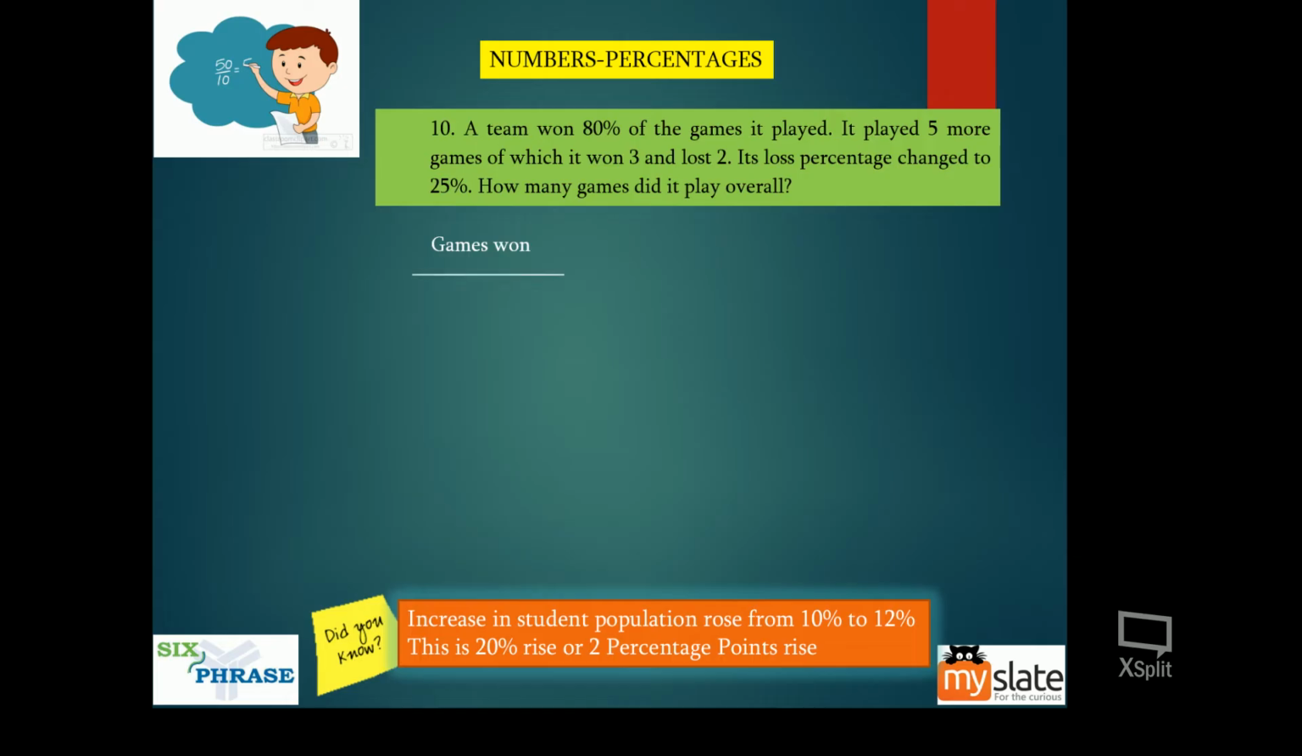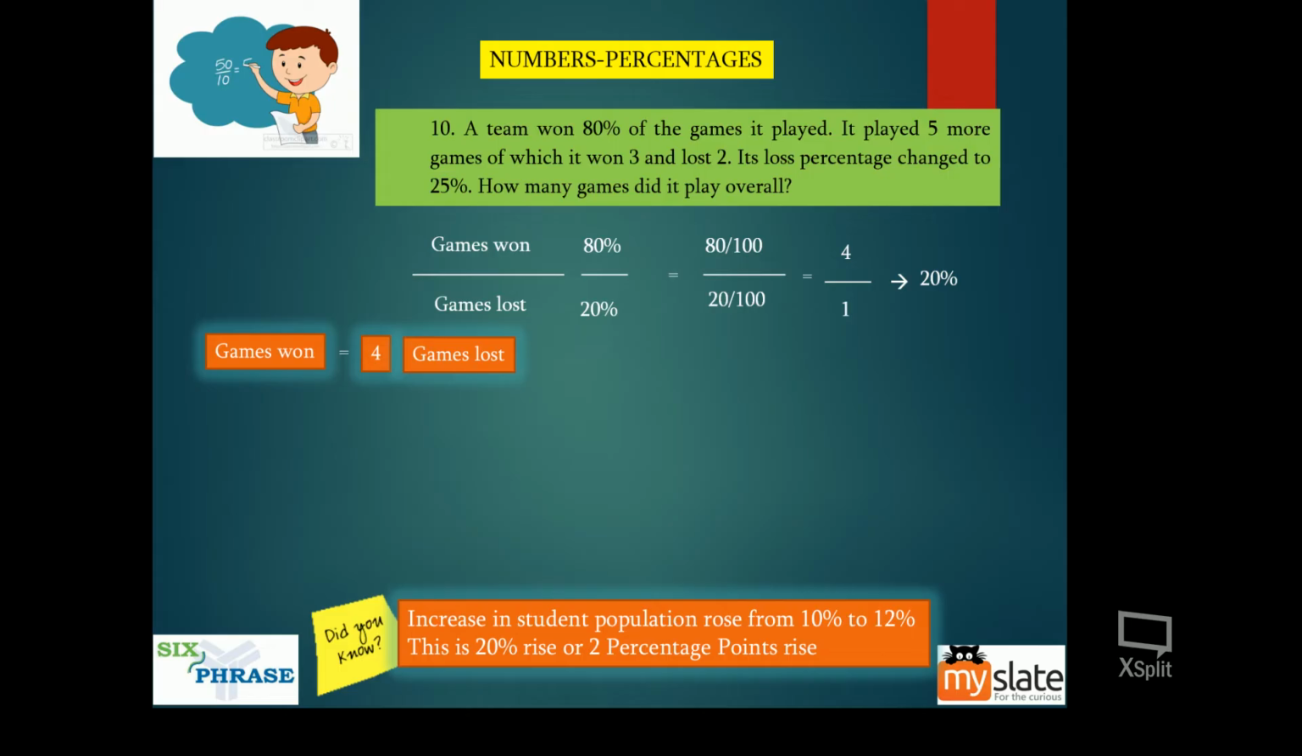Now, initially there would be certain games that they would have won, right? This is before the 5 games. Games won by games lost, what is this? This is what they say, 80% by 20%, which is 80 by 100 by 20 by 100, which is 4 by 1. This is because 20% of the games they lost, 80% they won. Now, games won is equal to 4 times games lost. Games won by games lost is equal to 4 by 1.